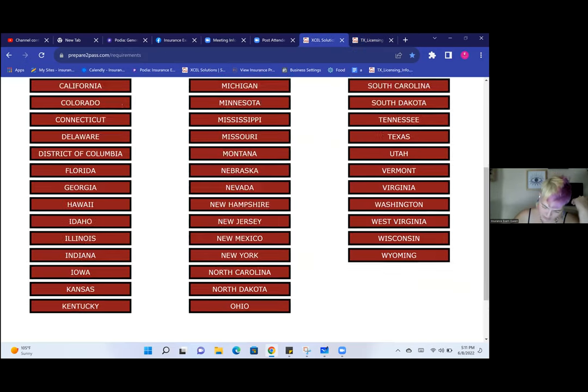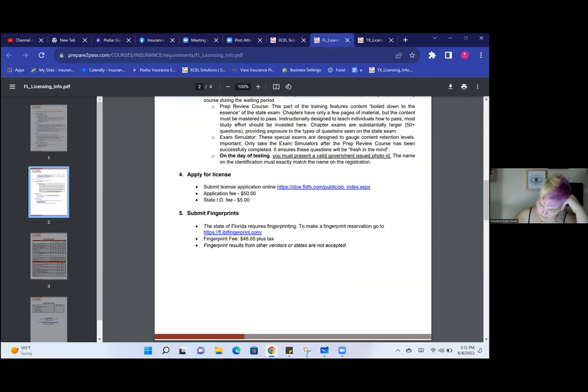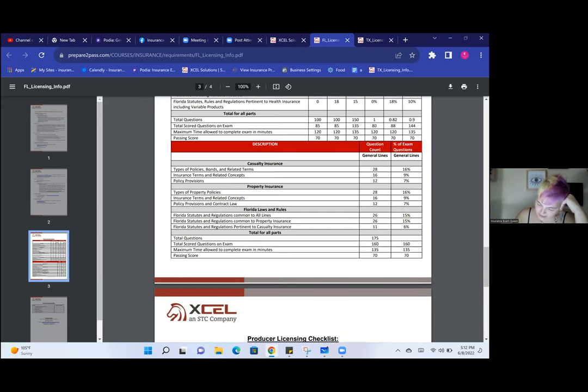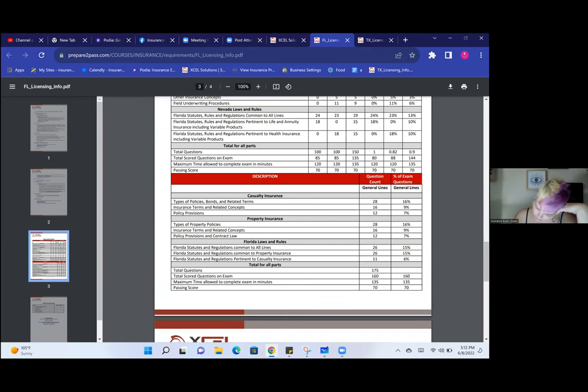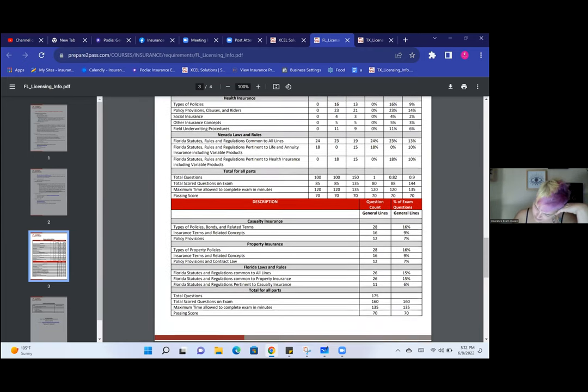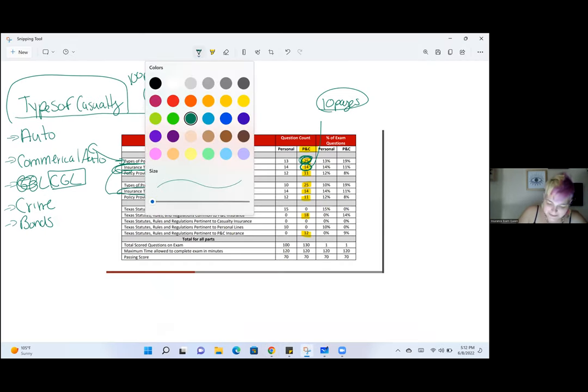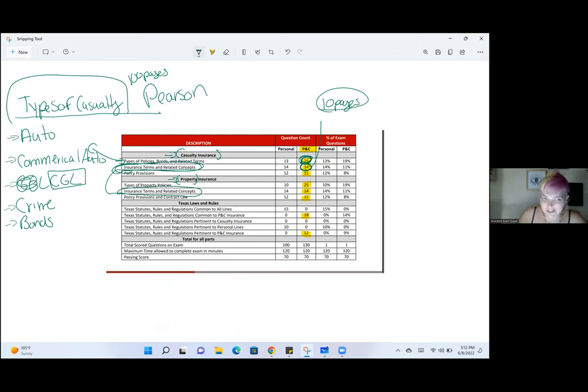So Florida and Texas look the same. Property casualty. See how you have types of policies, insurance terms? It looks the same. You are doing 170 questions. Okay, this is another thing we've got to talk about. Let me talk about that real quick. I need to go back to what I was doing. I was answering your questions. I'm just getting so excited to answer your questions. Nevada is 80%, yes.